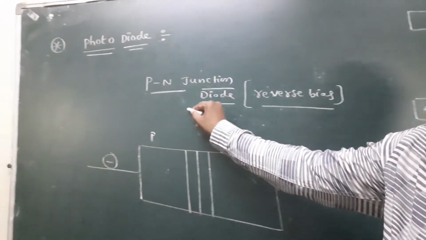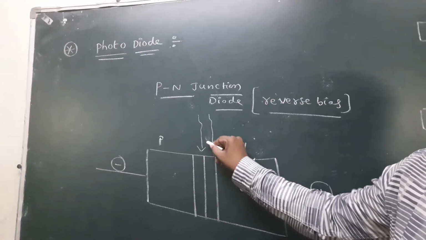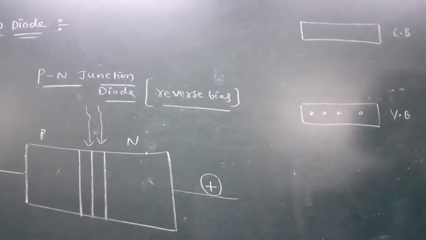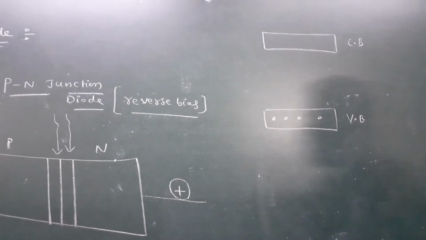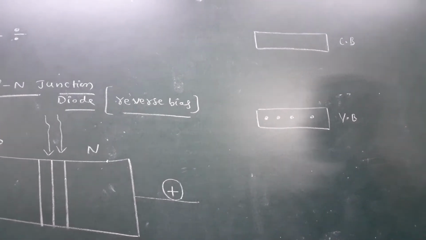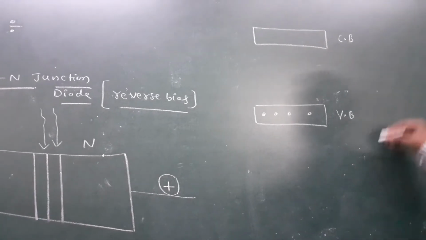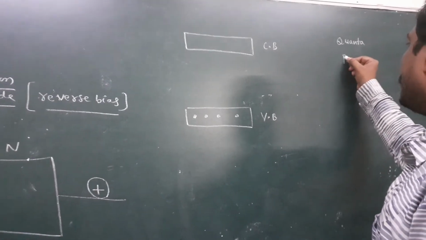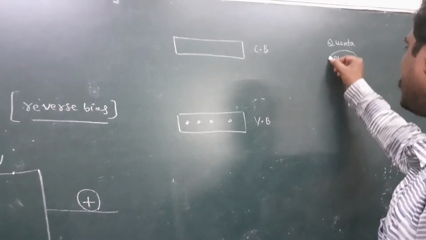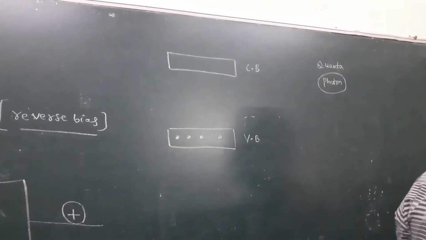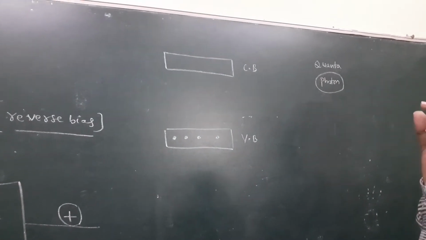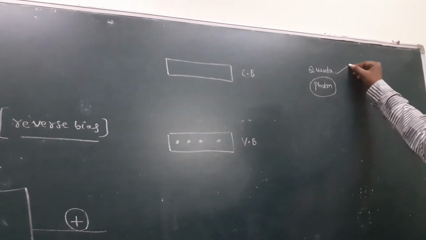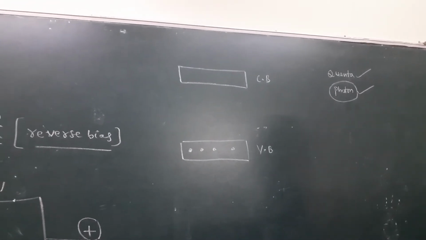Now, light falls on the diode. Light is a form of energy. According to Planck's quantum theory, light contains energy packets. Each energy packet is called a quantum, and a quantum is nothing but a photon.